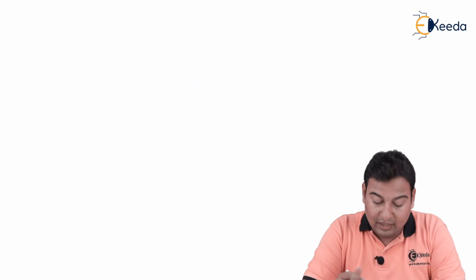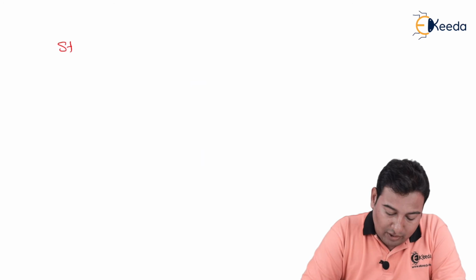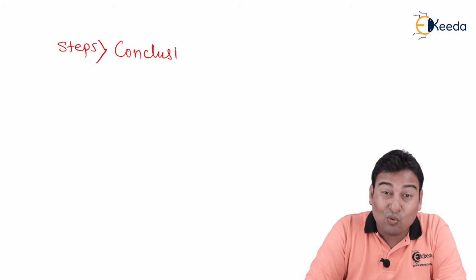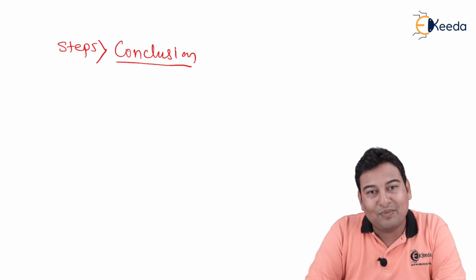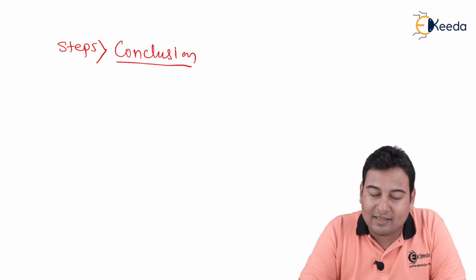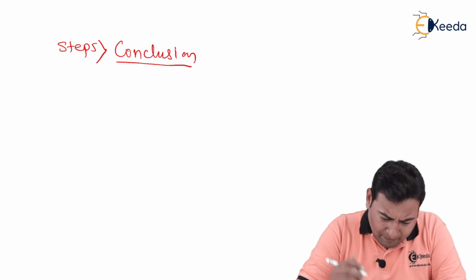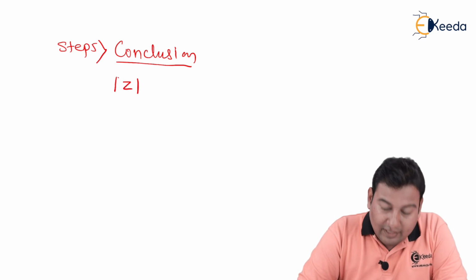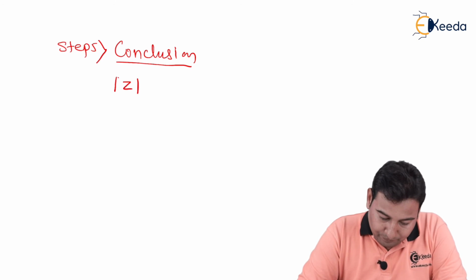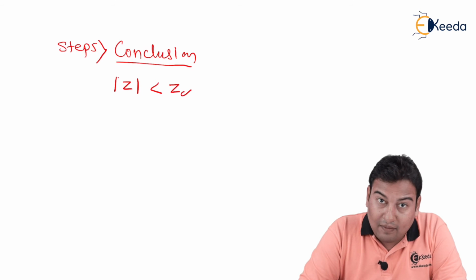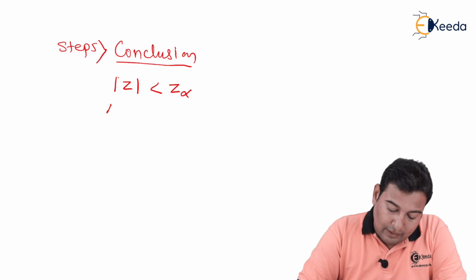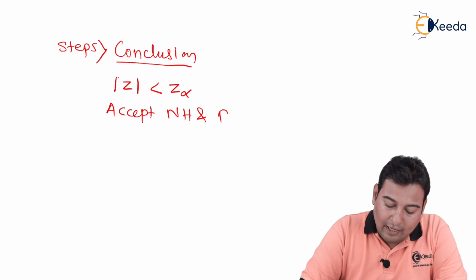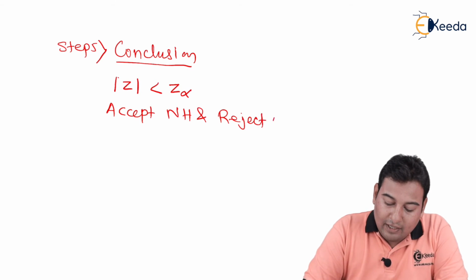Now let's move on to the last and the most important step, step number 5, that is the conclusion part. So let's conclude our story. Same thing: if mod z is less than z alpha, accept NH and reject AH, the same story. So let me check for this particular problem. Mod z, that is 1.154, is less than z alpha, that is 2.33. Therefore we are going to accept NH and reject AH.